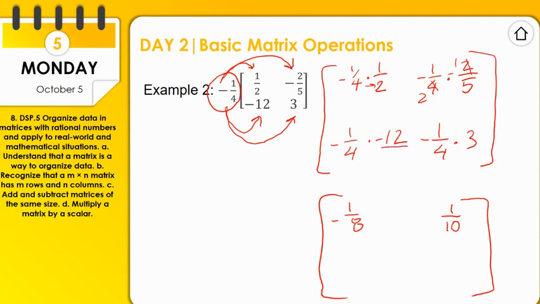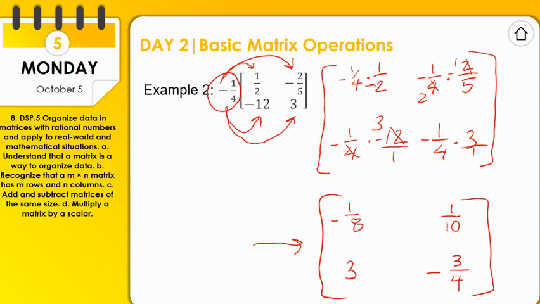-1/4 times -12. I rewrite these both as a fraction. 4 goes into 12 3 times evenly. Negative times a negative is positive. +3. -1/4 times 3. Again, I write it as 3/1. Negative times a positive is negative. 3 times 1 is 3. 4 times 1 is 4. This is my solution.